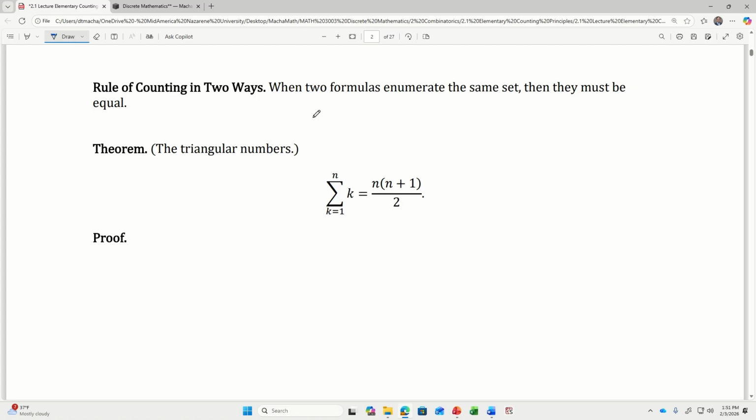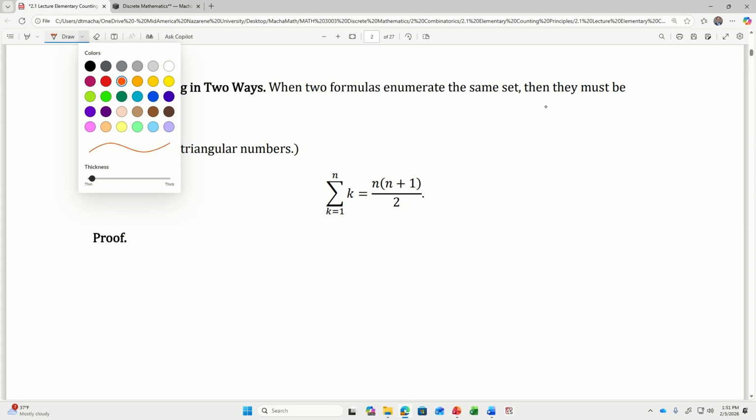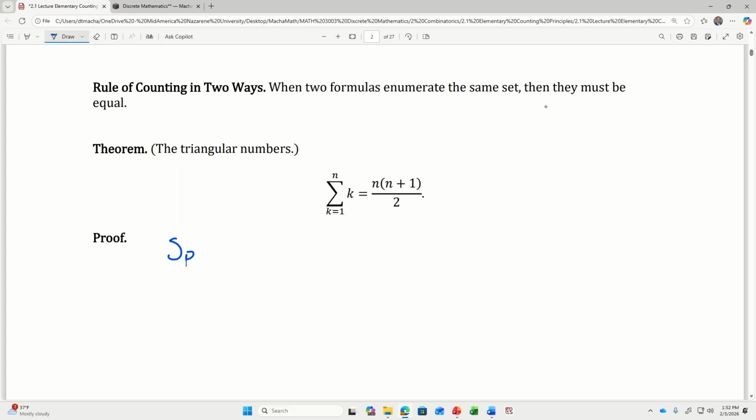This is the rule of counting in 2 ways. It says when 2 formulas enumerate the same set, and enumerate's a fancy word for count, when 2 formulas are counting the same set, then they must be equal. Here's an example. If I were to show you a grid like this, I've got 5 dots, 1, 2, 3, 4, 5, let's say.